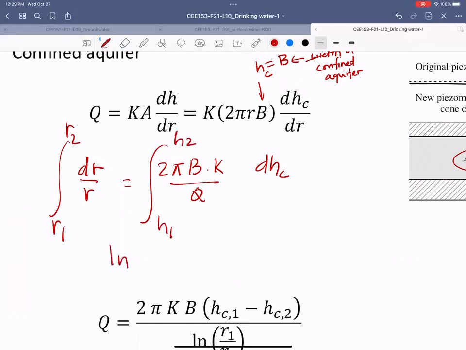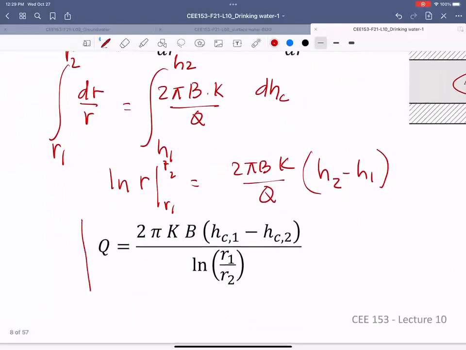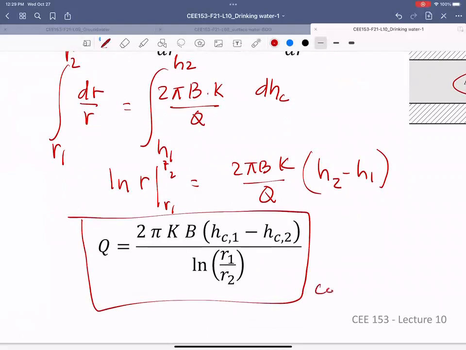So same thing, ln R1 to R2 is the same as 2 pi b k over q times H2 minus H1. So if you write these equations, the only thing you have to worry about in your exams is that these are the equations you need to use if it is a confined aquifer.